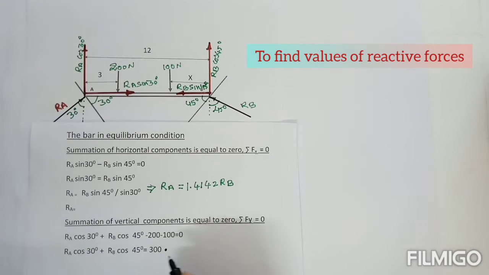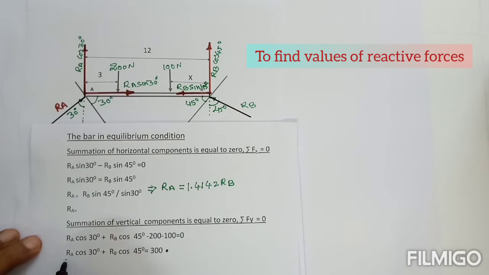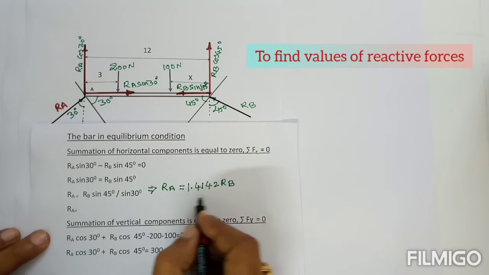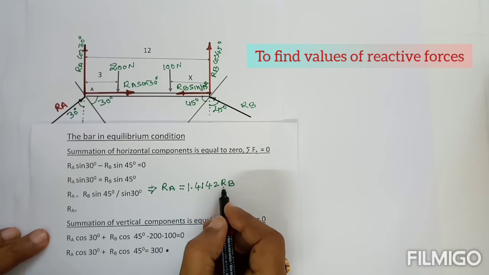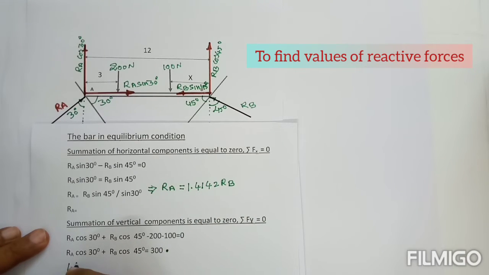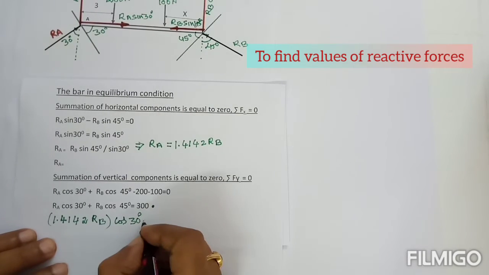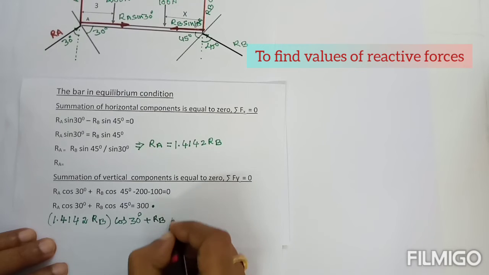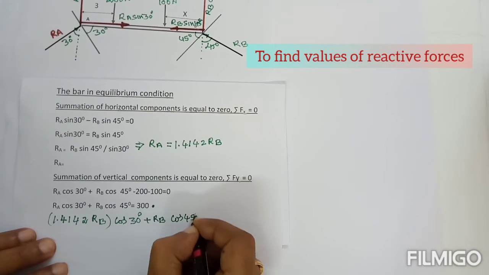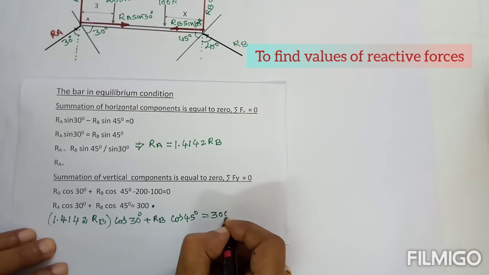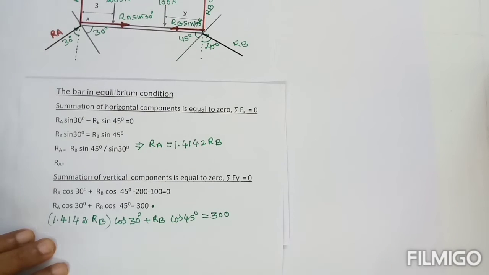Here we will substitute the value of RA in this particular equation. RA is equal to 1.4142 RB, so 1.4142 RB cos 30 degrees plus RB cos 45 degrees is equal to 300.